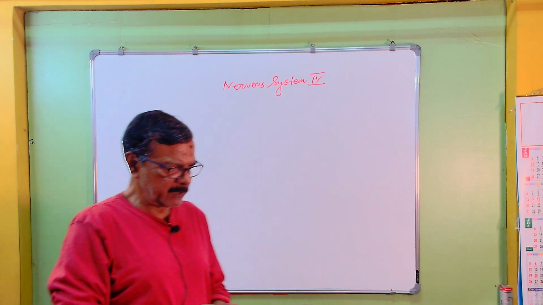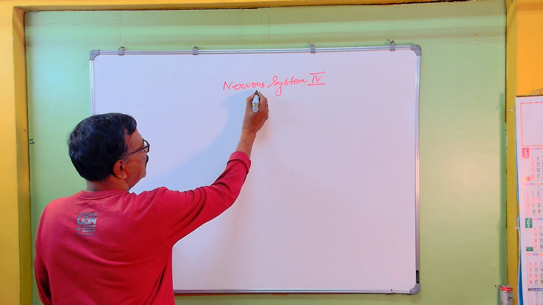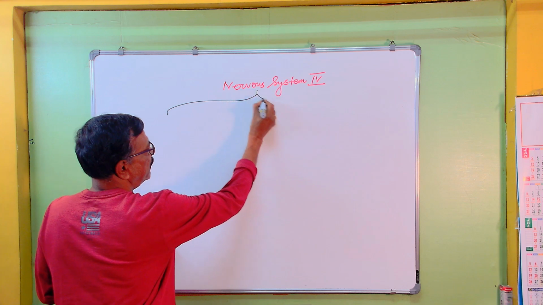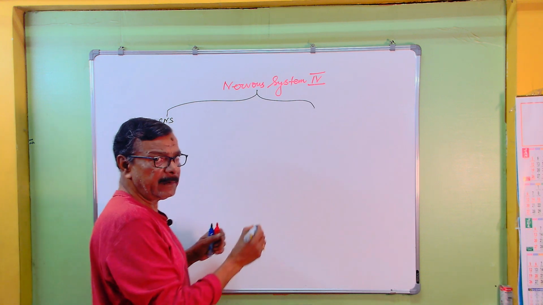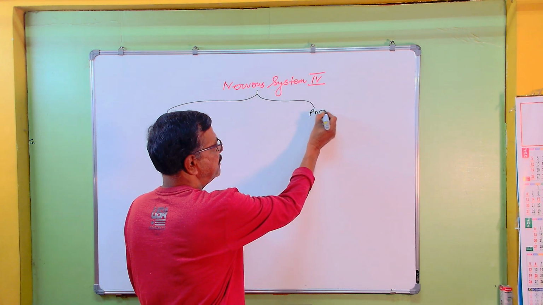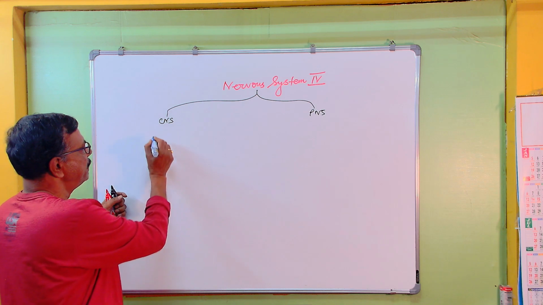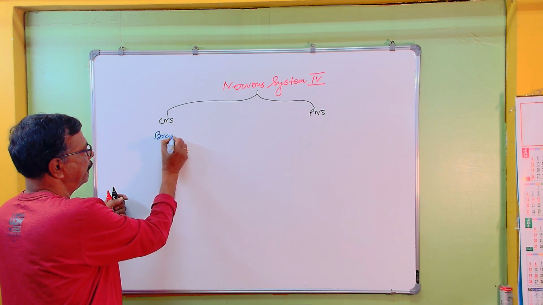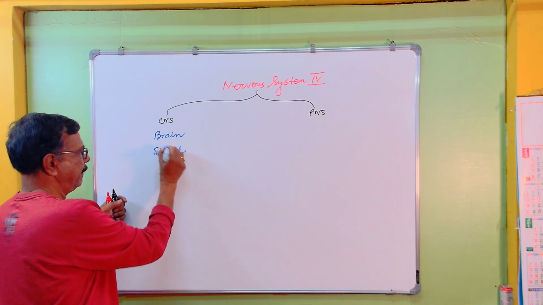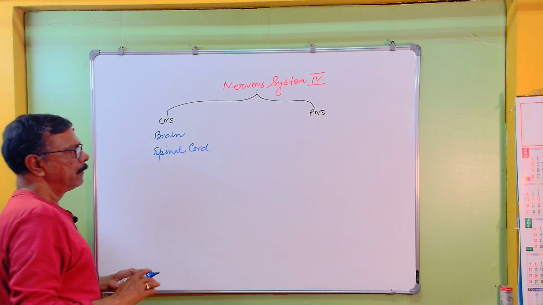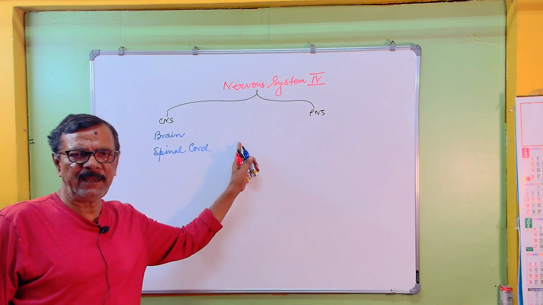In the earlier two or three episodes, we have completed that the nervous system is composed of mainly two parts, that is the central nervous system and the peripheral nervous system, of which the central nervous system consists of the brain and spinal cord. While the peripheral nervous system consists of the nerves which arise from the brain and spinal cord.